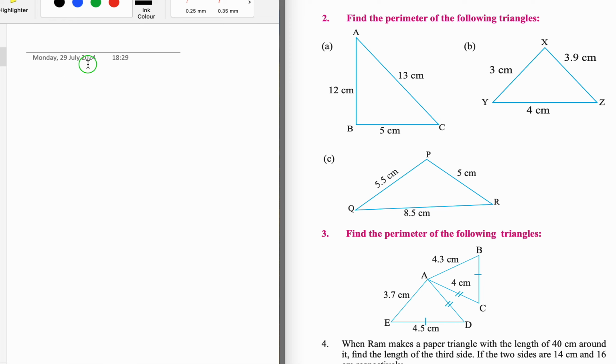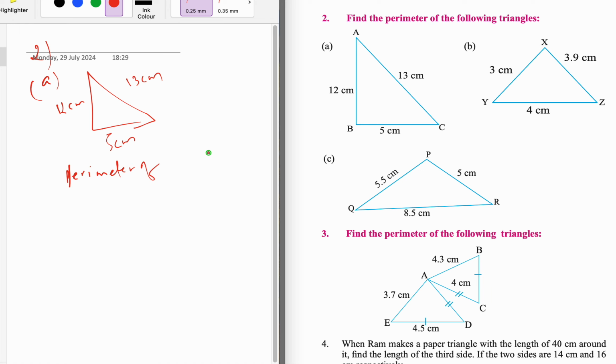Now I am going to find the perimeter of the triangle. The question we have on the right side is question number 2a. We have a triangle. Here we have a side of 5 cm, this side 12 cm, and this side 13 cm.